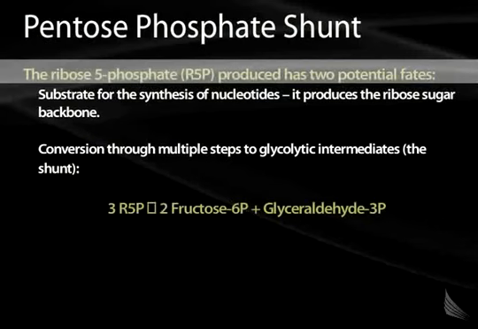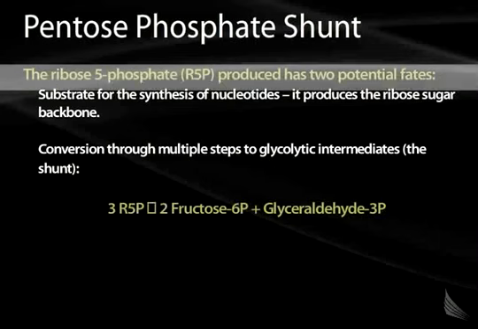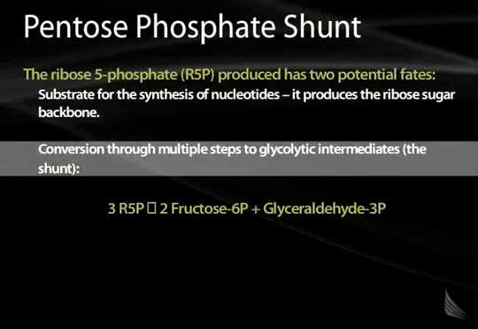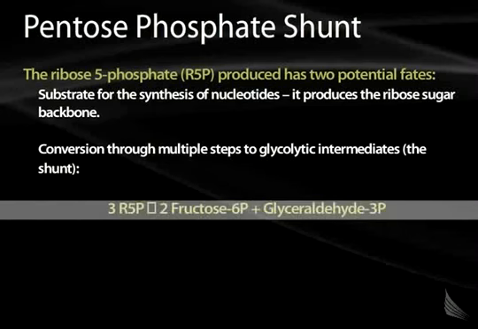Now, the ribose 5-phosphate, which is produced by the pentose phosphate shunt, has 2 potential fates. Number 1, it can serve as a substrate for the synthesis of nucleotides. It produces the ribose sugar backbone of DNA and RNA, and that's a very important synthetic function. The other thing that it can do is it can be converted through multiple steps back to glycolytic intermediates. This is the shunt. So you take 3 molecules of ribose 5-phosphate, convert it to 2 molecules of fructose 6-phosphate, and 1 molecule of glyceraldehyde 3-phosphate, both of which are intermediates of glycolysis.